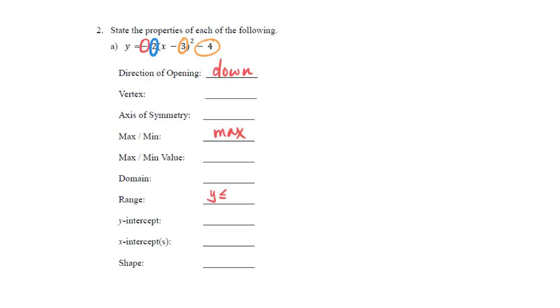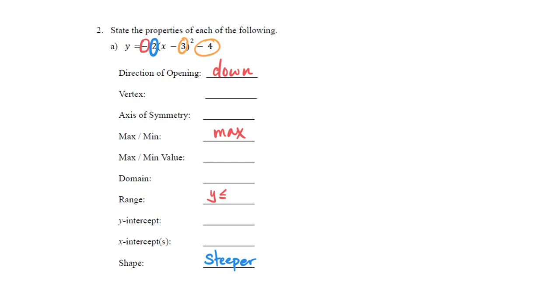Now, let's progress our way through. If I go to the blue, what does the blue tell me? Well, it doesn't give me anything about the vertex, nothing about the axis of symmetry, nothing about the max-min value, nothing about domain, nothing about y-intercept, nothing, but it does tell me shape. Because that value that I circled in blue is bigger than 1, then it tells me I have my steeper parabola. Okay, that's all the blue gives me. That wasn't much. Now, let me fill in everything based on the orange.